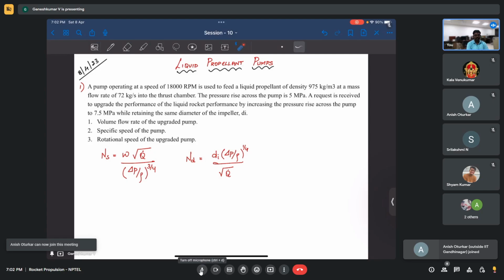And if you have any doubts from the assignments or anything else, we will discuss that at the end of these two, after solving these two questions.